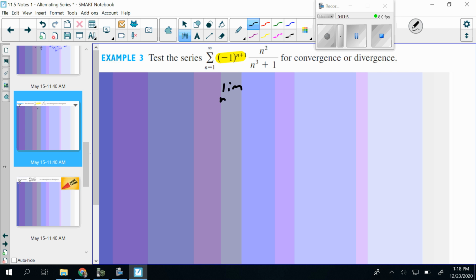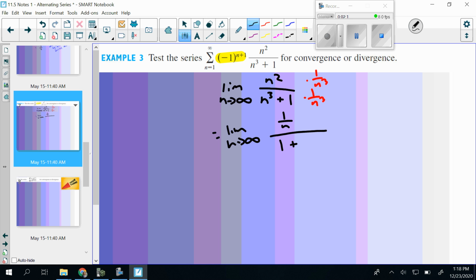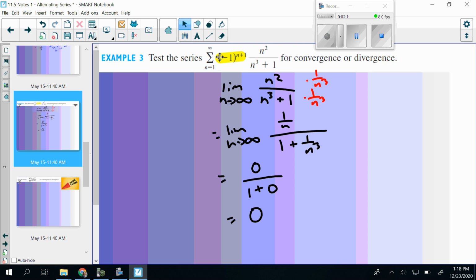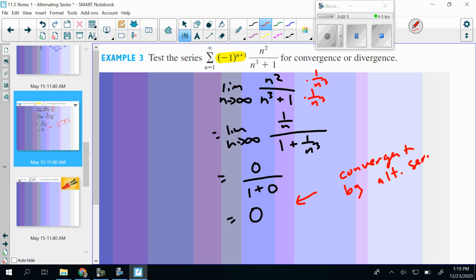Let's check the limit. Is it going to 0? So limit as we go to infinity of this non-alternating part here. On this one, let's multiply by 1 over n to the third. So now this would be 1 over n over 1 plus 1 over n to the third. That means this is going to be 0 over 1 plus 0, which is just 0. This one is approaching 0, so we would say on this one, this series is convergent by alternating series test.